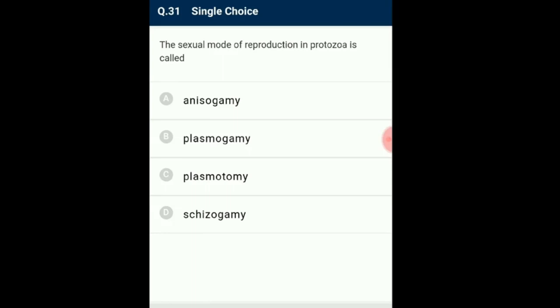Schizogamy is a type of asexual phase of reproduction. Protoplasts of two cells fusing to form a new cell is called plasmogamy. A special type of binary fission is called plasmotomy, where a multinucleate protozoan cell divides into two or more multinucleate cells. So the answer is option A, anisogamy.